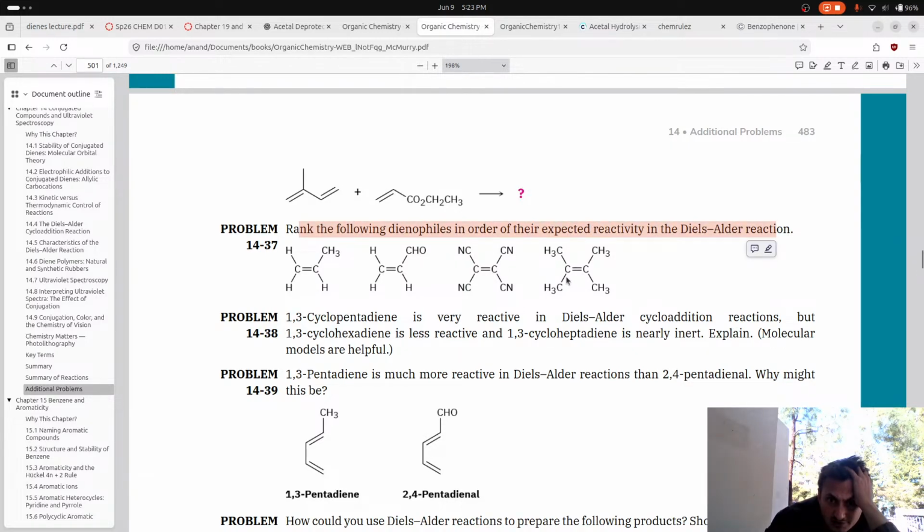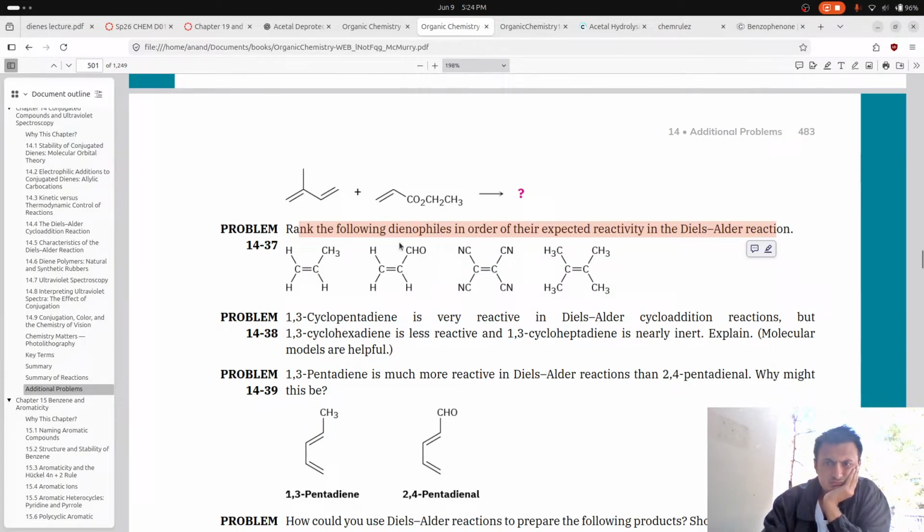Oh, okay. This one seems easy. Bro, it's gonna be okay. Rank them for expected reactivity. So we expect the most electrophilic alkene to be the most reactive, right? So then it's gonna be C, then B, then A, then D.